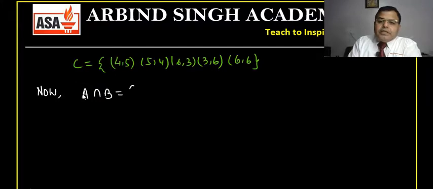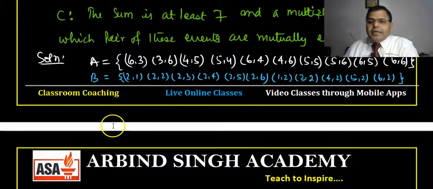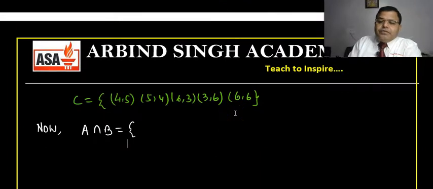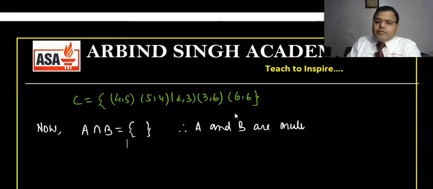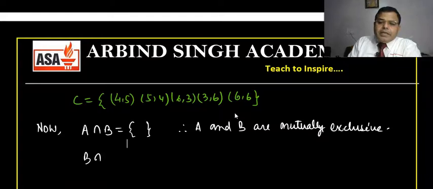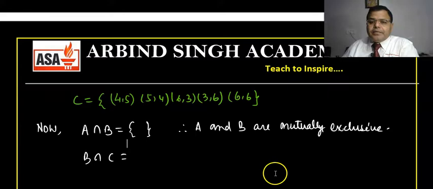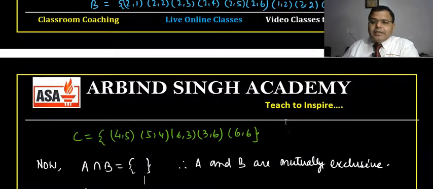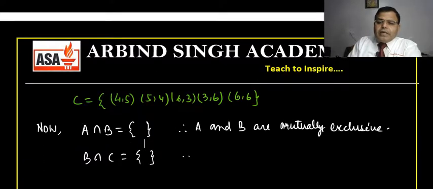A intersection B is what? Is there anything common? 6,3; 3,6; 4,5, sum is 9. 2,1; 2,3; 2,6 cannot be 9, right? 1,3 cannot be 9. So A intersection B is empty, nothing common. Therefore A and B are mutually exclusive. B intersection C is what? It is also empty, nothing common. Therefore B and C are mutually exclusive.